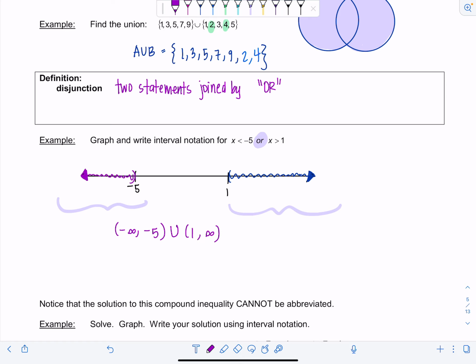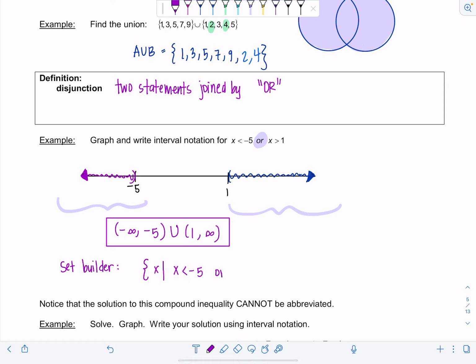There's no way to write this as one interval because notice for this disjunction, there's two separate parts of the number line that are filled in. If you were to write this in set builder notation, again, you would need two separate inequalities. You would write x such that x is less than -5 or x is greater than 1. So notice this is different than the conjunction that we looked at previously, where we could, in the end, combine everything to one interval, one inequality. You can't do that here.